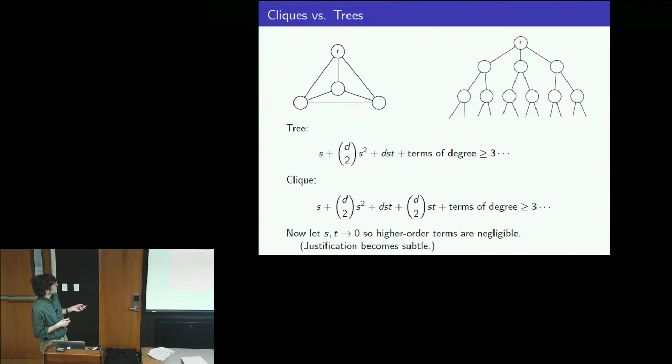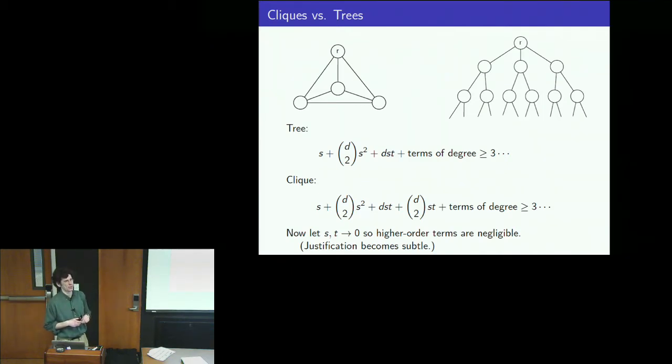But there are only some terms of degree 2. So first of all, the root could fail directly. Secondly, any two of its D neighbors could fail. That's D choose 2 S squared. Or any of its neighbors could get a 0 and it could get a 1. That's DST. And all other terms have degree at least 3. Right? Which is nice because if this is actually a well-defined power series, and the problem is it isn't for all graphs, so that's the danger.